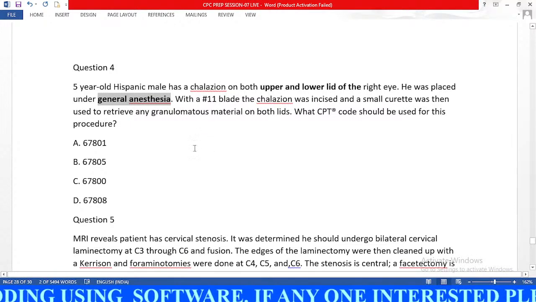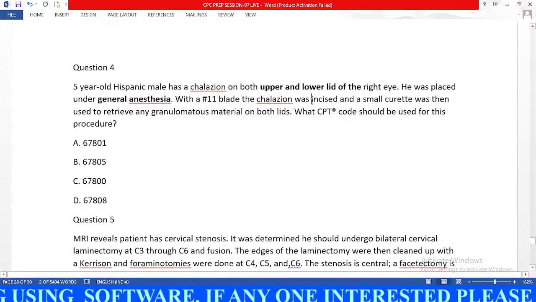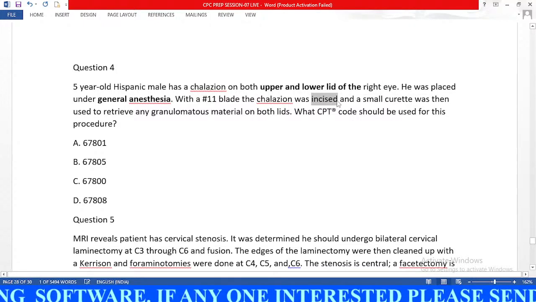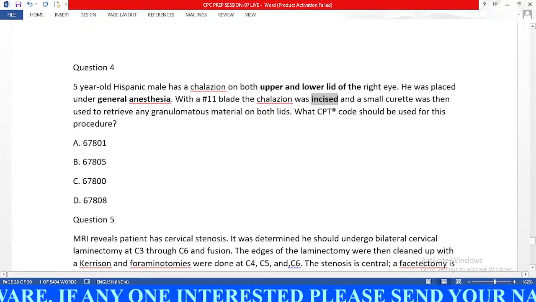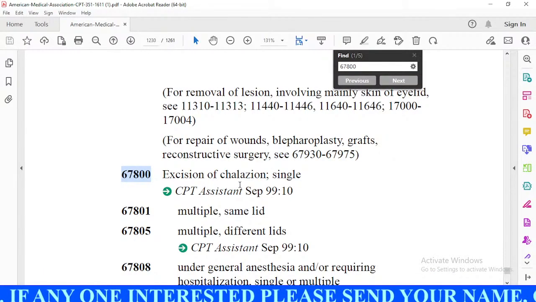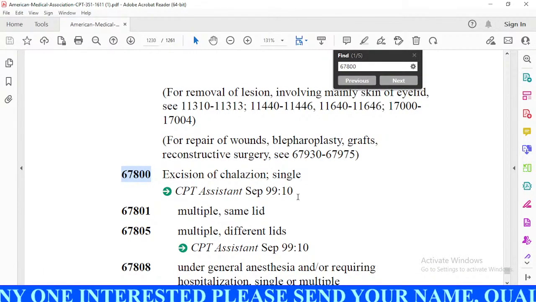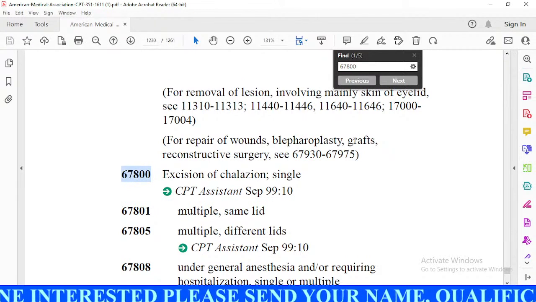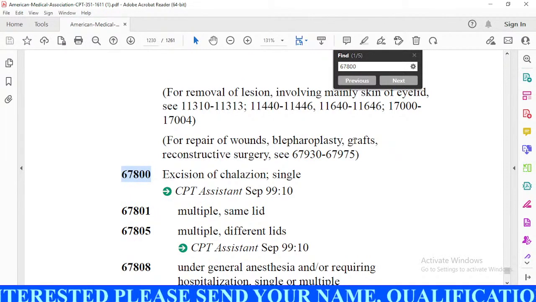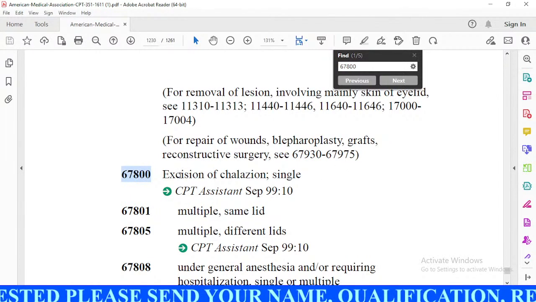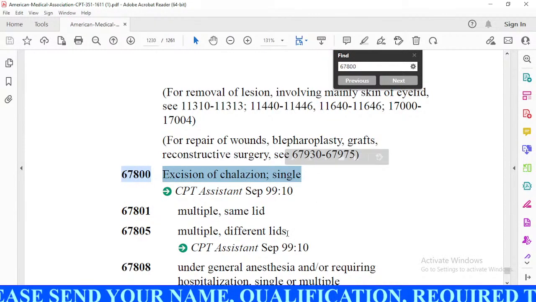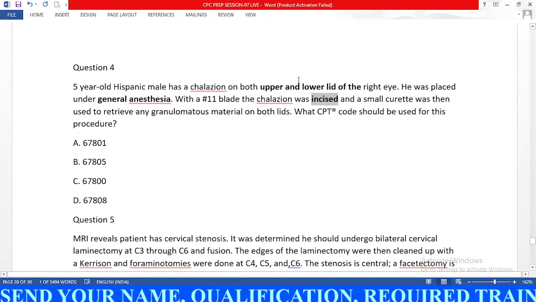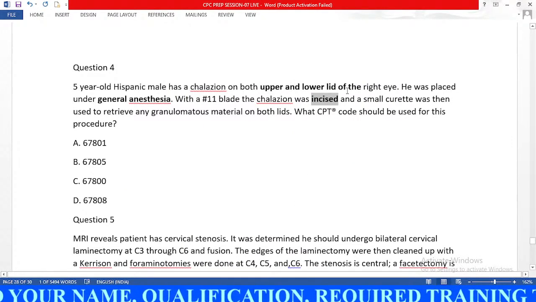So now we can check. Here it is incision only, so we can check the code descriptions. First we will check 67800, excision of chalazion, single. As per the physician, this is for only a single chalazion, but as per our question, we have two chalazia, both upper and lower lids.